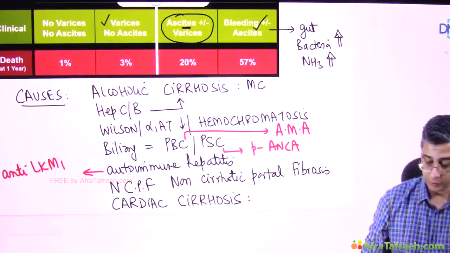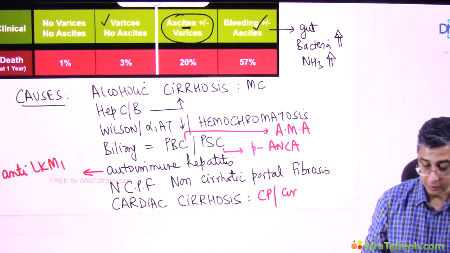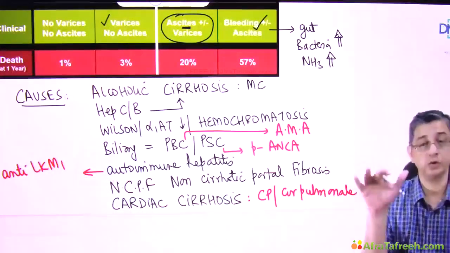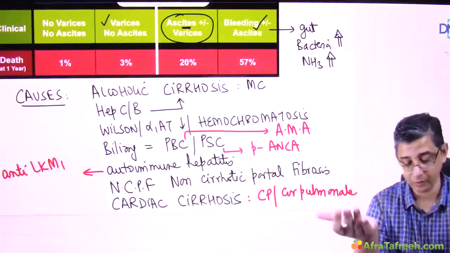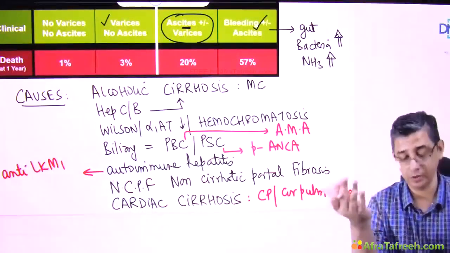Cardiac cirrhosis will mostly be patients of constrictive pericarditis or even cor pulmonale patients, because the right ventricle is involved in the patient, and right ventricle compliance is reduced, so there would be congestion in the liver of the patient. So this is the series of causes that would be developing.